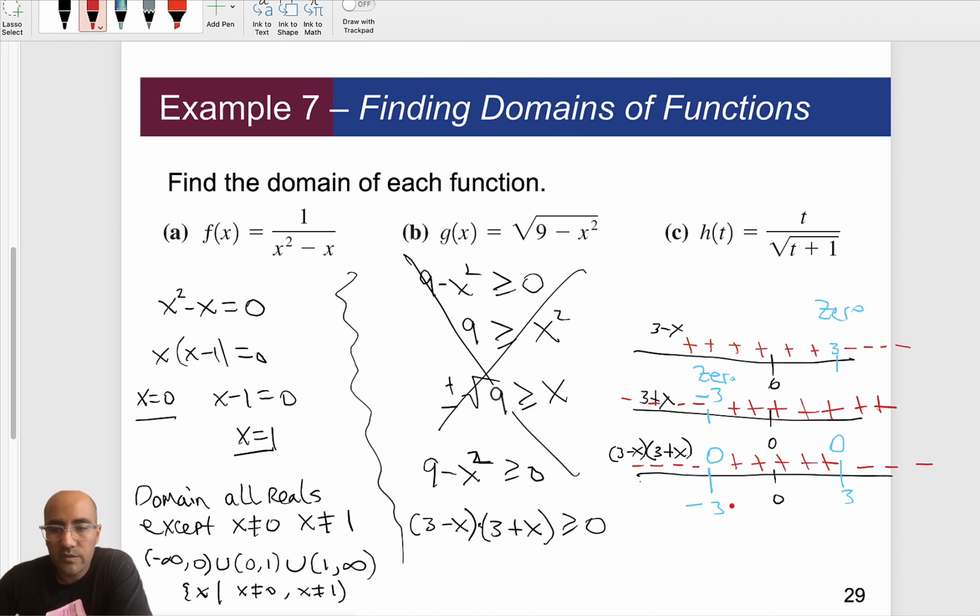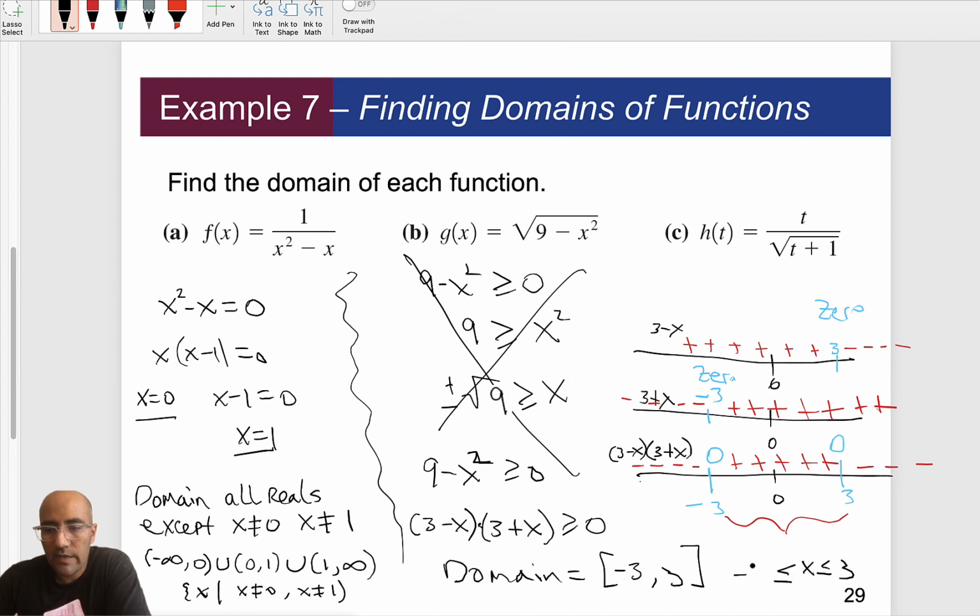And so going back to answer this question, when is this product positive? When is it bigger than or equal to 0? It's going to be bigger than or equal to 0 here. Okay, so then that gives us my domain. My domain equals all the values that are between negative 3 and positive 3, inclusive of the endpoints. Or you can also just say x less than or equal to 3, greater than or equal to negative 3. Same thing. Good, pretty good.